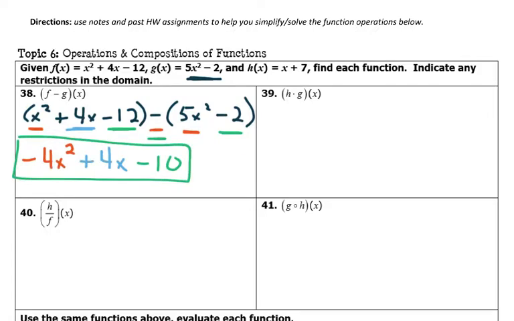h of x times g of x. All right, h of x times g of x. So here we go. h of x is x plus 7. So we are putting that in parentheses.